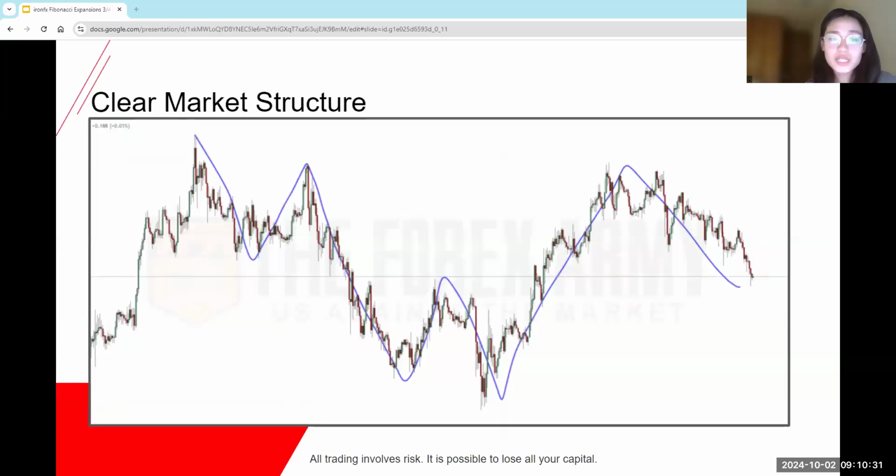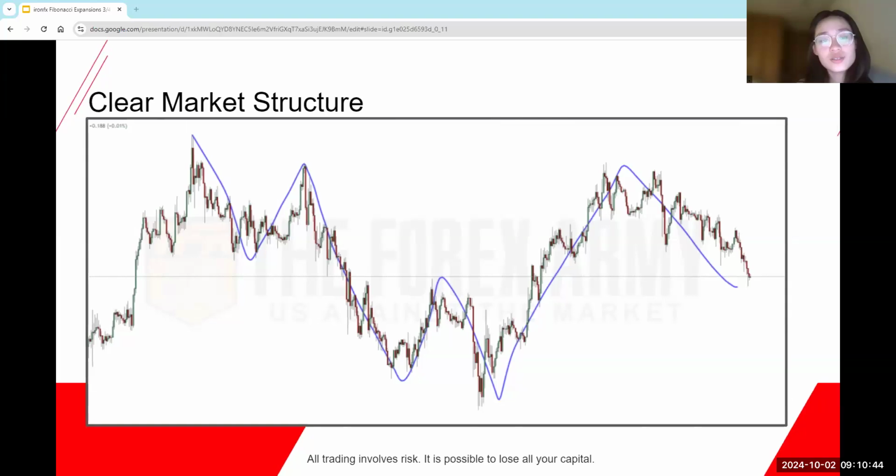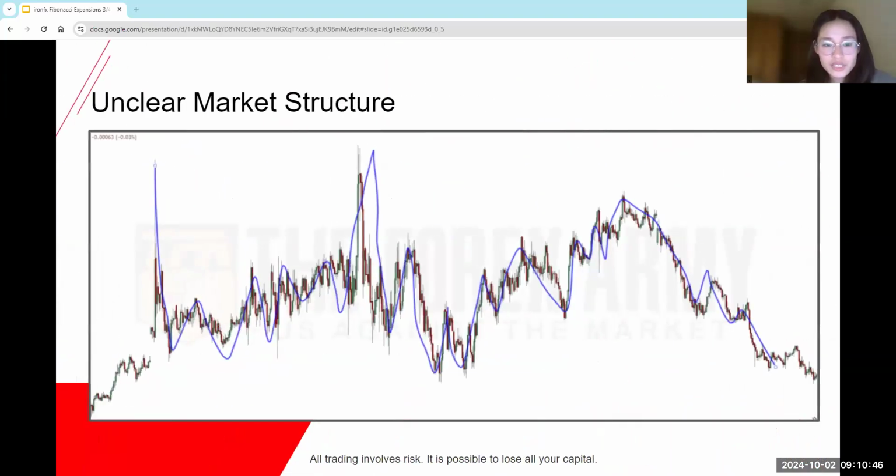So here's an example of a clear market structure. Although Fibonacci retracements can definitely be used in both choppy and trending markets, it is important to look out for a clear market structure, so something like this. So here's an example of an unclear market structure.